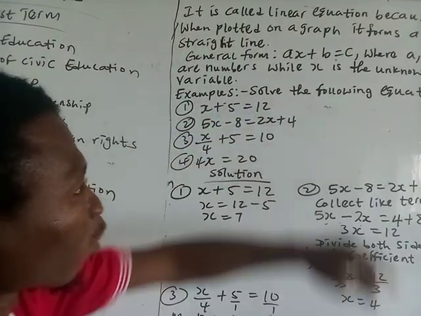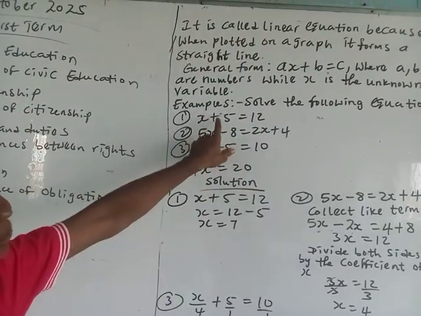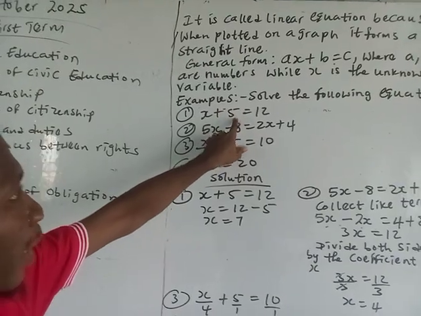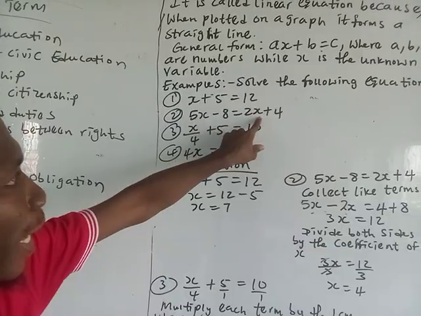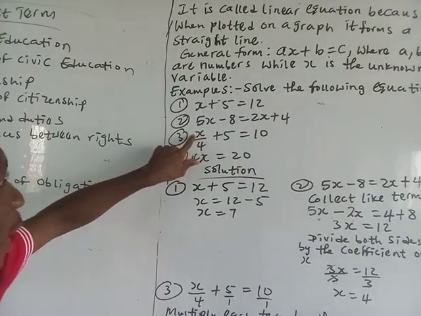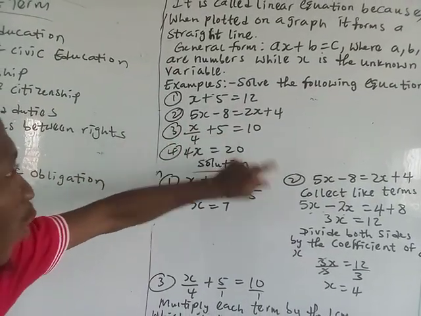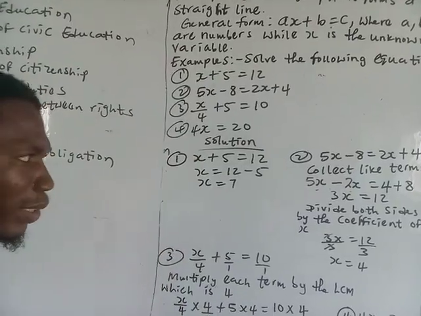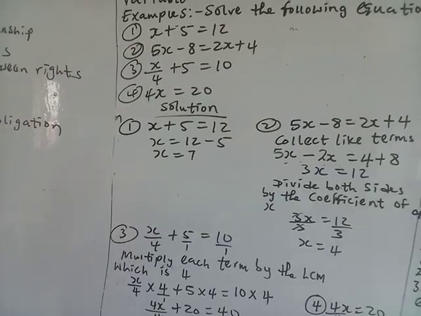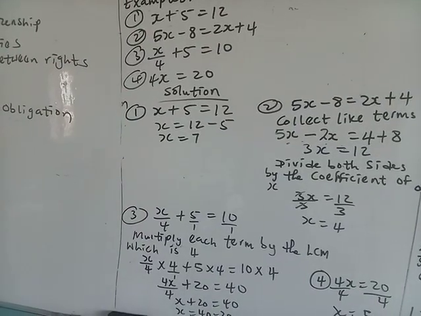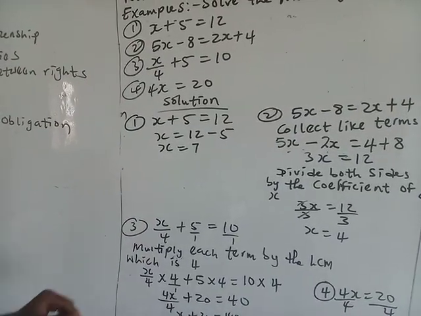Examples. Solve the following equations. We have 3 plus x plus y equals 12. 5x minus 8 equals 2x plus 4. X over 4 plus 5 equals 10. 4x equals 20. And how will you solve this? You have to take note of the sign changing pattern that we're going to use.